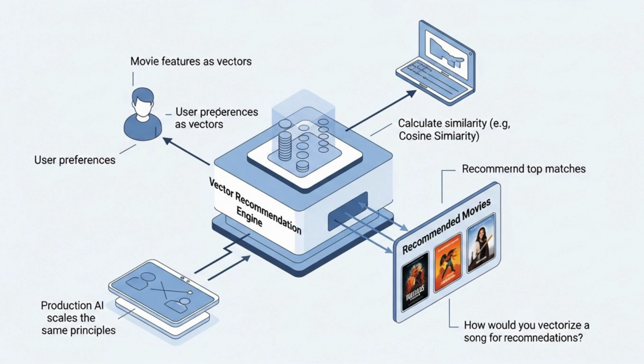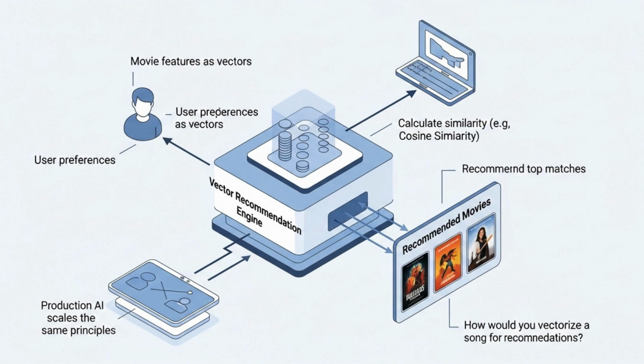Let's put this into practice with a simple movie recommendation engine. We define movies by their genre features, like action, romance, or sci-fi, as vectors. When a user provides their preferences also as a vector, our engine calculates the cosine similarity between the user's taste and each movie's features. The movies with the highest similarity scores are then recommended. This simple system demonstrates the core principle behind giants like Netflix and Spotify.